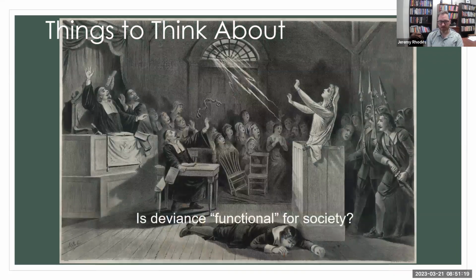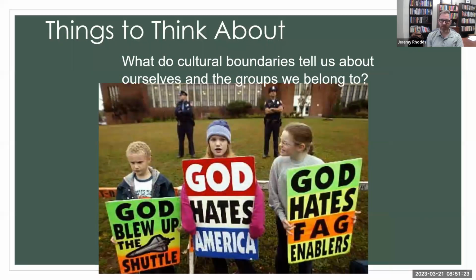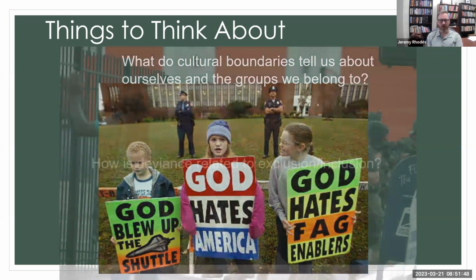Is deviance functional for society? In other words, does it serve a purpose for society? What do cultural boundaries tell us about ourselves and the groups we belong to? We all build up these boundaries, these kind of symbolic boundaries. And sometimes those boundaries are very strong and hard to permeate, and sometimes they're not. And so the more deviant we would consider the group, the more likely they have strong boundaries, so that not just anyone can be a part of it.